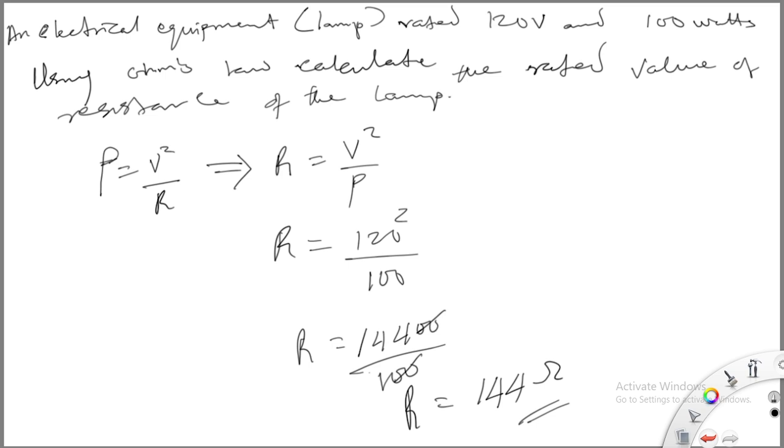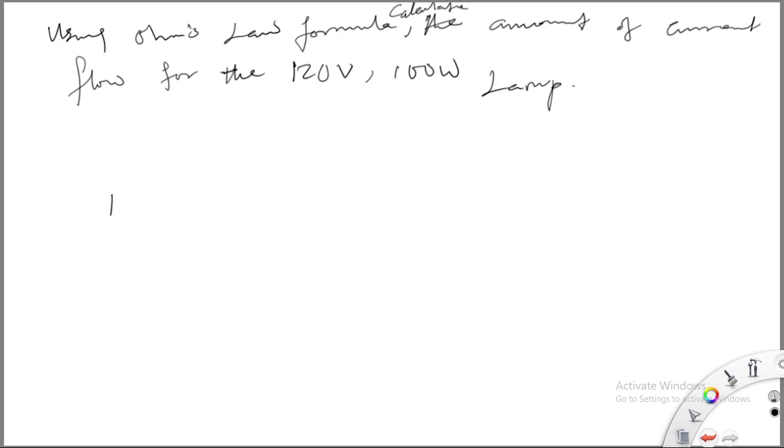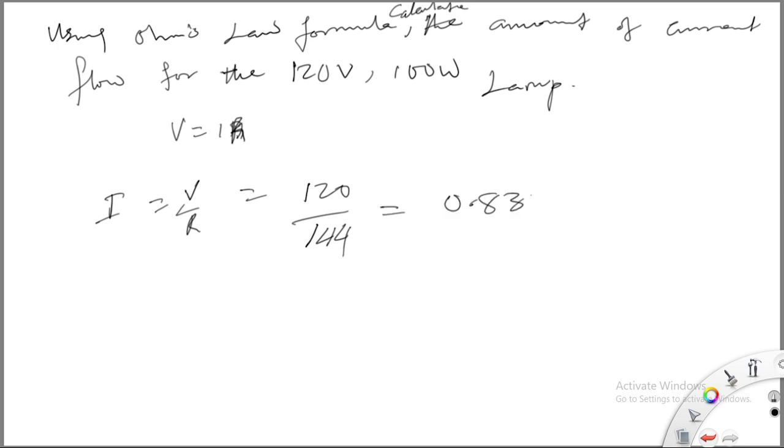So having done that, let's look at another simple example. Using Ohm's law, you can say V is equal to IR, remember, and I is equal to V over R. So we have voltage as 120, we have our resistance value as calculated before as 144, which is equal to 0.833 amps for the current.